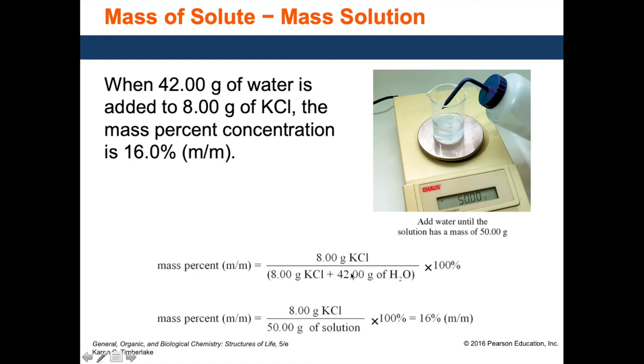So we take our 8 grams of potassium chloride and we divide by 50 grams of solution. So please note, we don't divide just by the 42 grams from water, but we take the total mass of solution, which is 42 and 8, or 50 grams of solution. Okay, so even though we've used 8 grams here for our solute, we still have to take into account that 8 grams of potassium chloride contributes to the overall solution. And then, of course, 8 divided by 50 times 100 is 16%, and that's where they get that number.